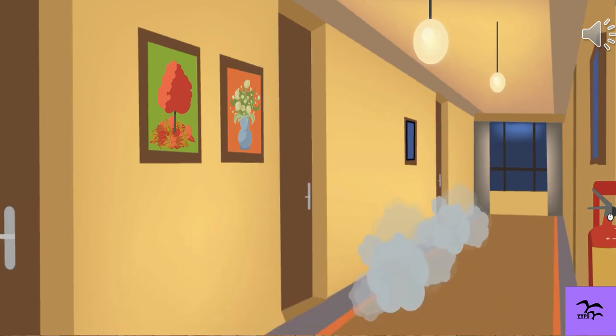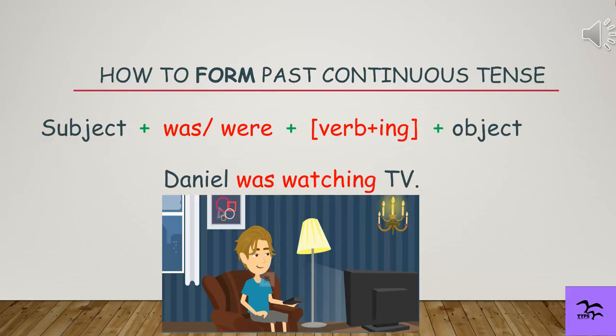Can you make a guess what happened next? But before that, I would like to look into the tenses which the story has used so far. There are two parts in past continuous tense. The first part is the helping verb was or were. It was used according to the subject pronoun.